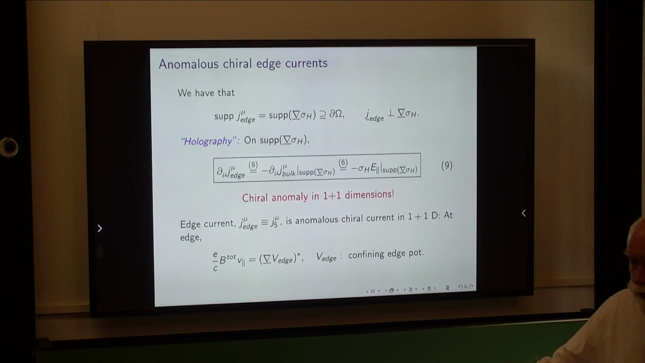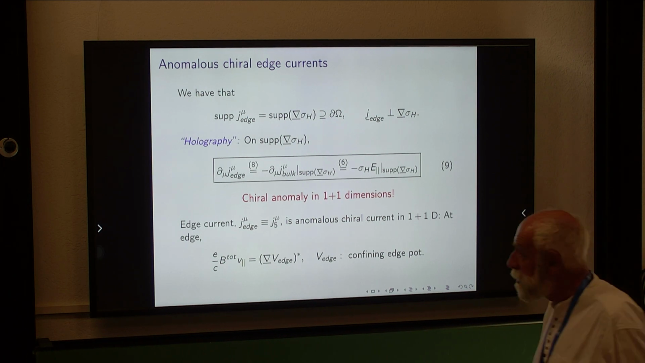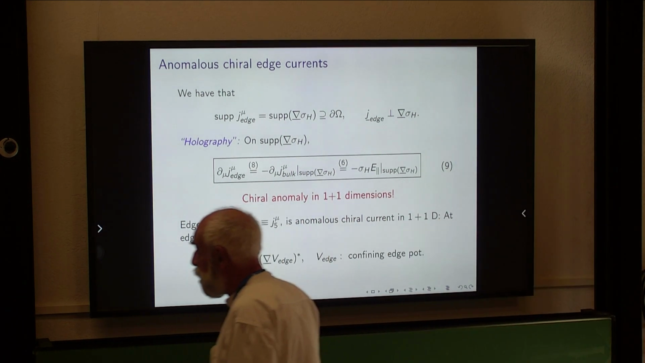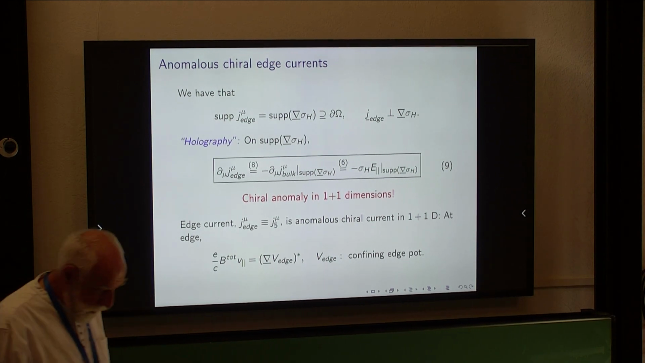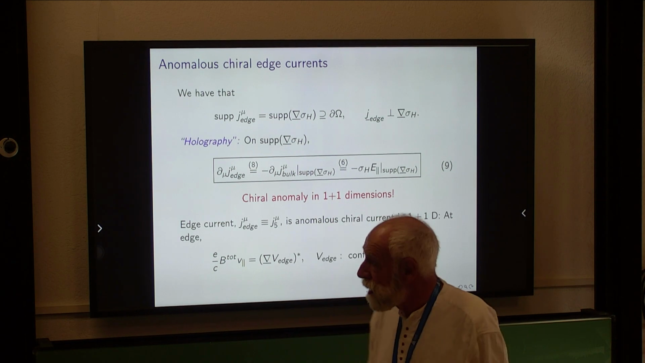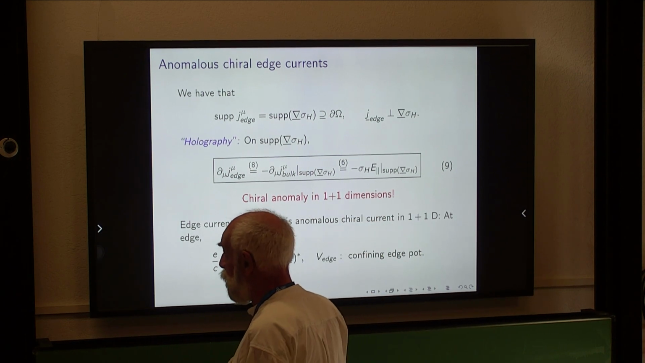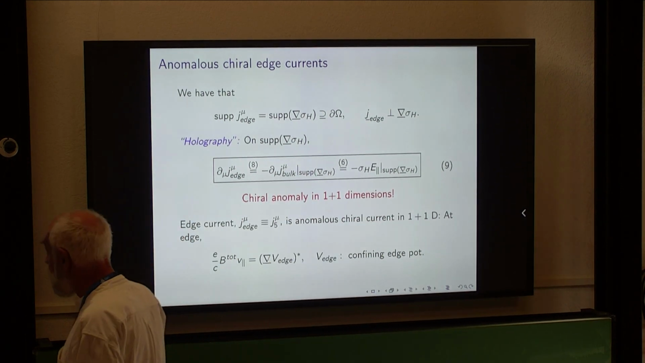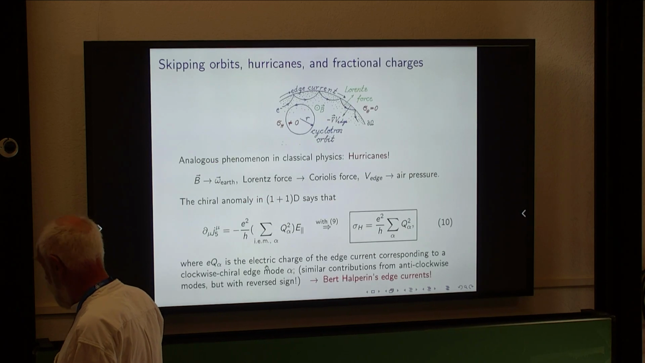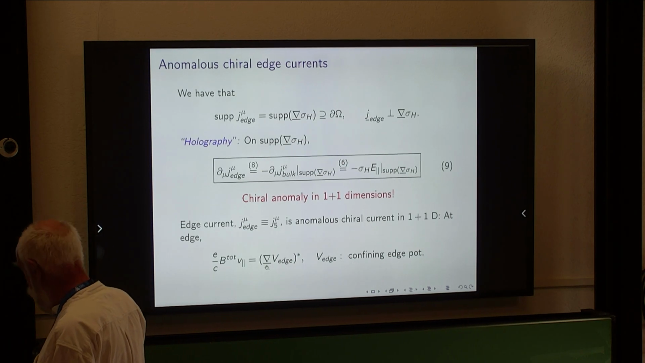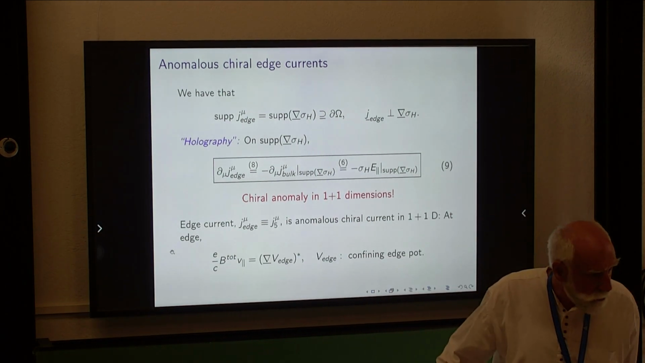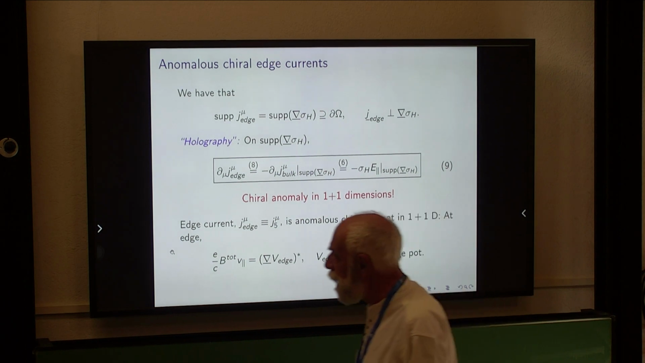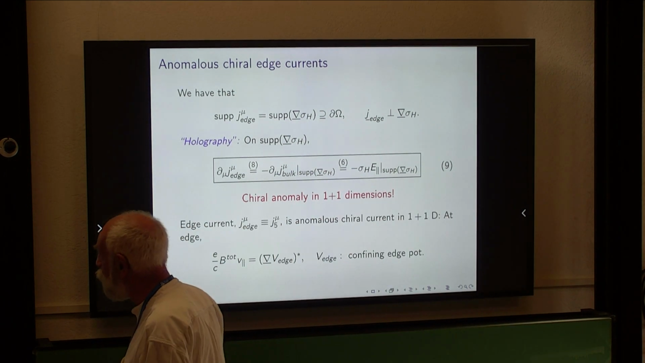Well, this is exactly the equation of the chiral anomaly in 1 + 1 dimension. So apparently we conclude that edge currents have a chiral contribution that is anomalous. All right, and the anomaly of the edge current, of course, is cancelled by the divergence of the bulk current. Okay, that's the anomaly inflow.